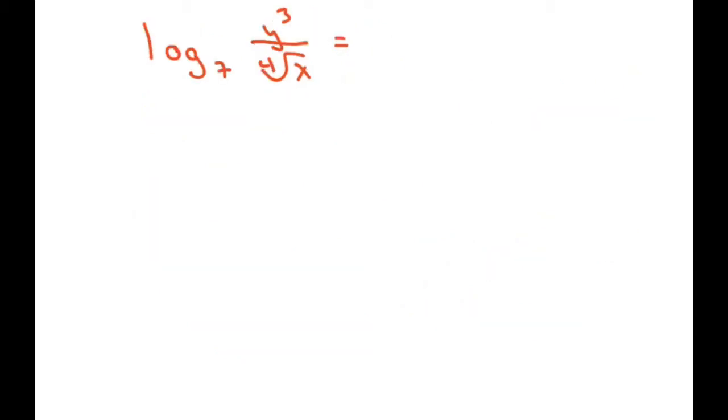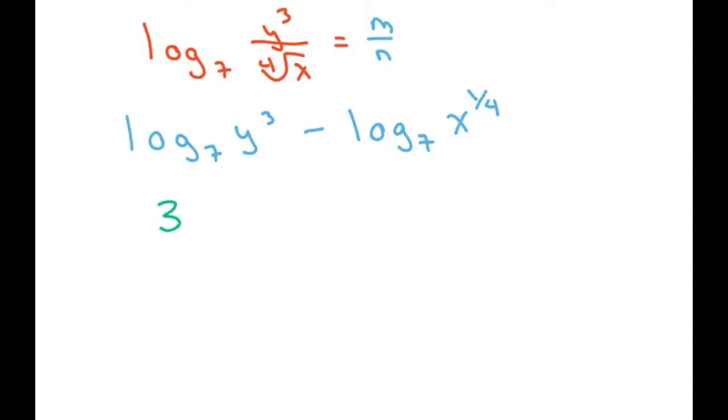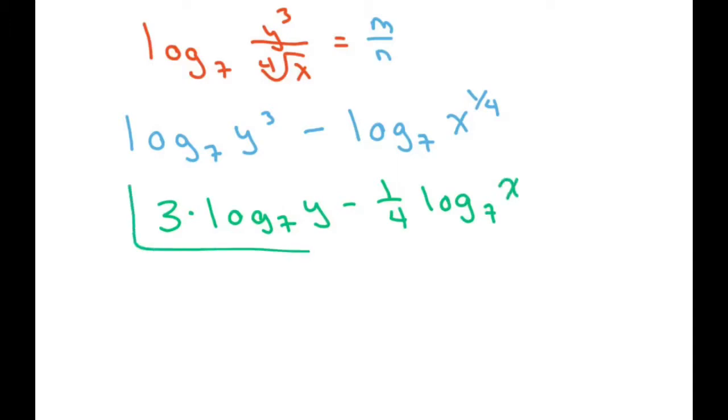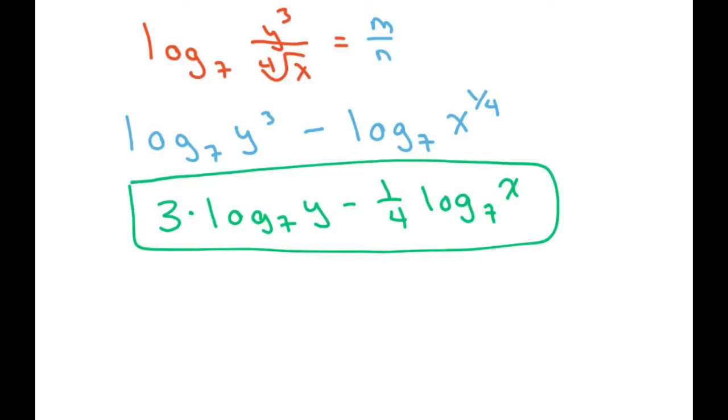This one is going to be our quotient property. So I'm going to just write this as like m over n. So it's going to be log base 7 of y cubed minus log base 7, and I'm going to write this in rational form, x to the 1/4. Now you finally use your power property. So it's going to be 3 times log base 7 of y minus 1/4 log base 7 of x. That's completely expanded. You wrote it as a difference of logs.